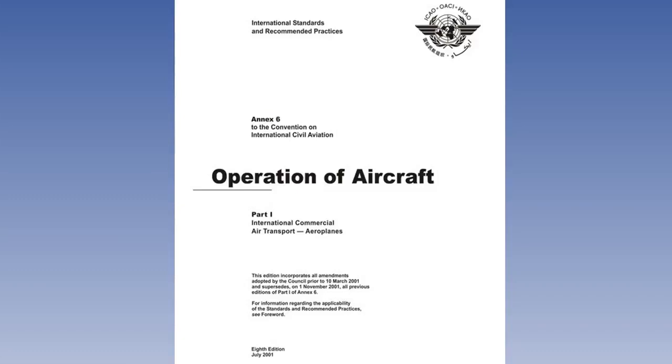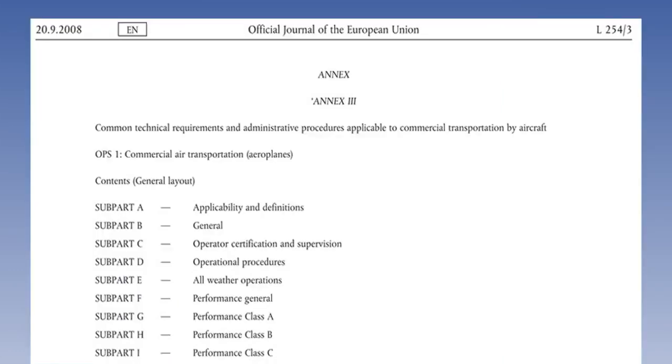This document will be our first port of call, as we examine global requirements through the Standards and Recommended Practices, SARPs, agreed by the contracting states. Secondly, as a member of the European Union, we must examine the requirements specified by the European Aviation Safety Agency and enacted under Regulation 3922 of 1991. Annex 3 is the applicable document, known colloquially as EU OPS.